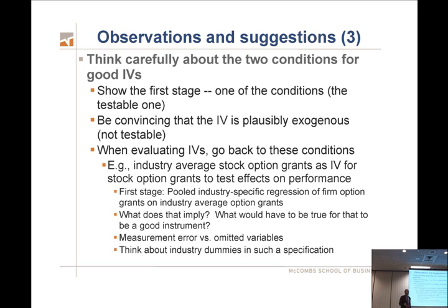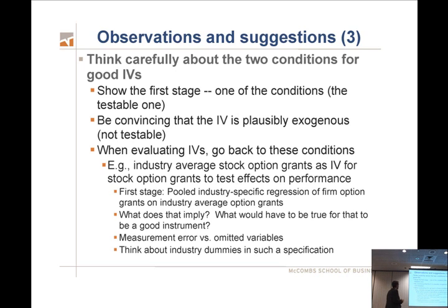Okay, so the example I pulled, there are a few papers that have done this, where they have used the average amount of stock options granted in an industry as an instrument for how many options that firm grants. The idea would be that I understand that this firm is going to grant some number of options, and that's endogenous to that firm. So in place of that firm's options, I'm going to use what the industry would predict should happen.